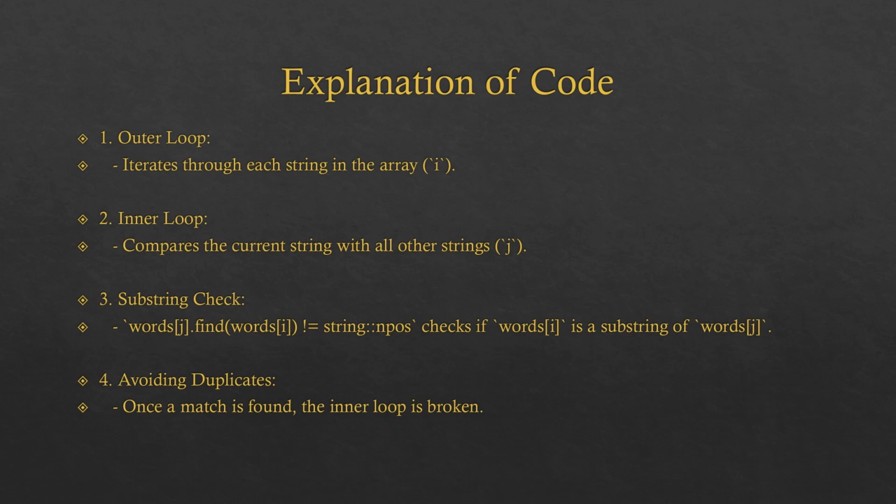Let's break the code into digestible parts. The outer loop iterates through each string in the array. The inner loop compares the current string with every other string in the array. Using the find function, we check whether one string exists within another. Once a substring is identified, we break the inner loop to prevent duplicate entries in the result vector. This step-by-step breakdown ensures a clear understanding of the logic.